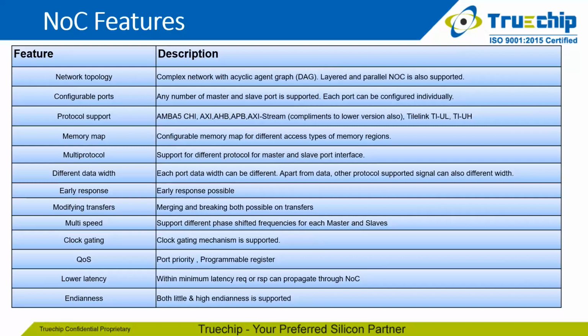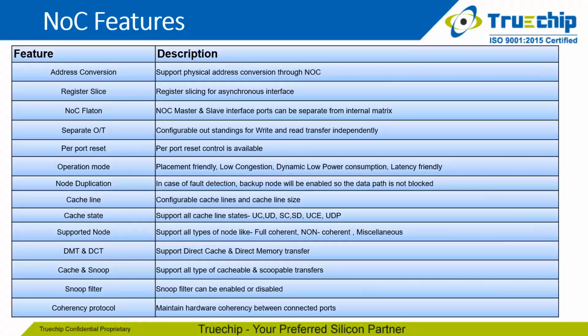For endianness, Truechip IP provides both little and big endianness. For address conversion, we support physical address conversion through the NOC. The user can tell us the kind of physical address mapping required, and the NOC is automatically going to take care of it. Register slicing for asynchronous interface is available. NOC master and slave interfaces can be separated from the internal matrix. Flattening is also available in Truechip's IP. We provide configurable outstanding transactions for read and write independently, so there is no choking of total OT.